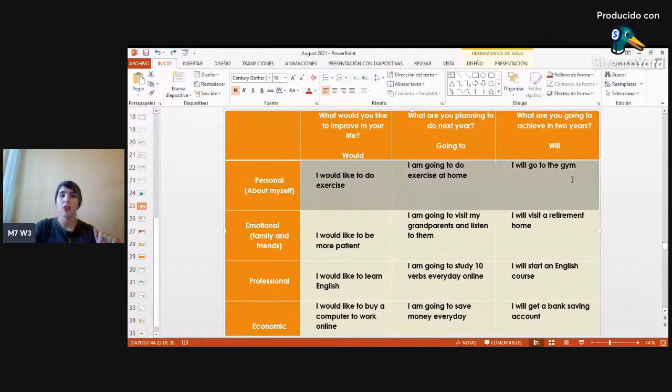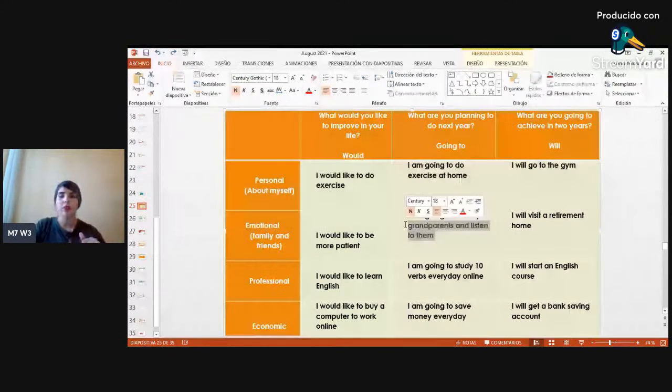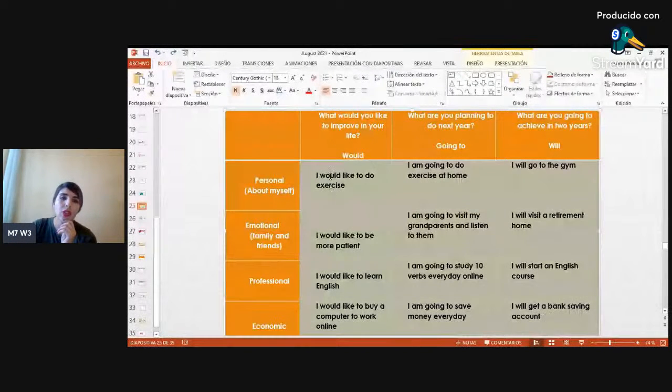I would like to be more patient. I'm going to visit my grandparents and listen to them to develop that category. It's like a value or an ability. I will visit a retirement home. So they are going to mention this. And then we have professional. I like to learn English. I'm going to study 10 verbs every day online, and I will start an English course. And finally, we have economic. I would like to buy a computer to work online, get a bank savings account. It's how you change. The most important thing is to use that structure, okay?